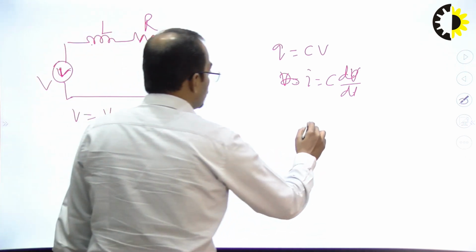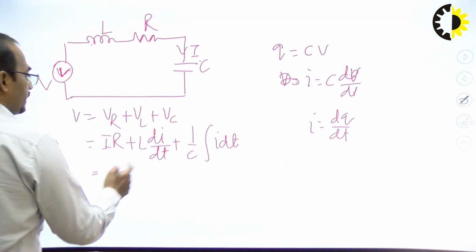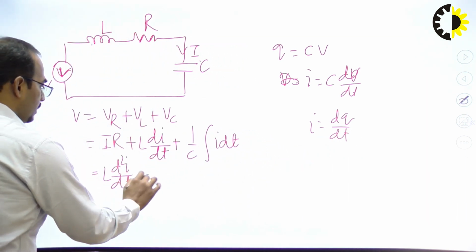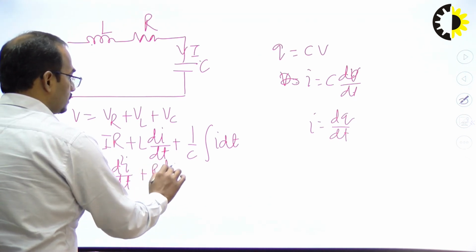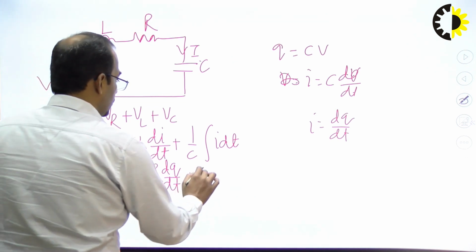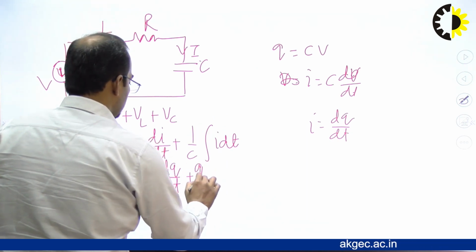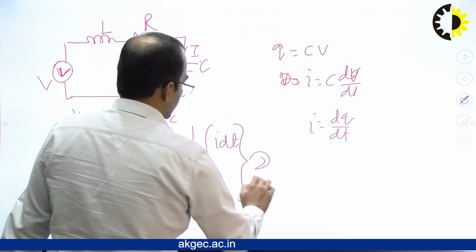We know I is equal to dq by dt. So we can write L d square q by dt square plus R dq by dt plus 1 by C integration of I dt, which is nothing but Q. Say this is equation 2.